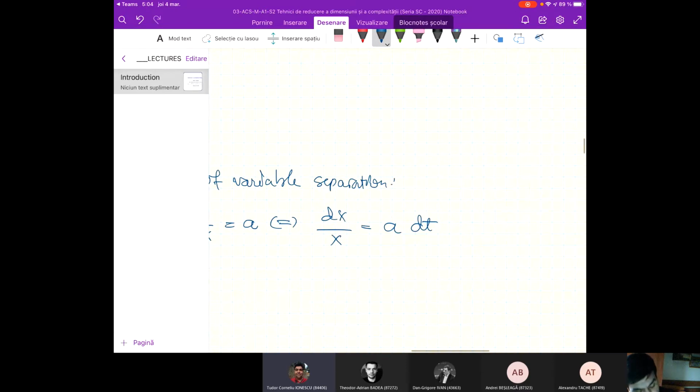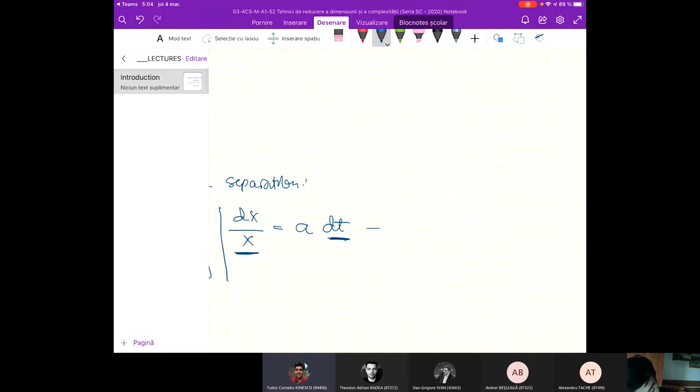So you do the separation of variables. Everything depending on time goes to the right, everything depending on x goes to the left. And then the theory tells us that we can integrate. So we integrate on the left from x0 to x, dx over x, and on the right you get the integral from 0 to t of a dt.